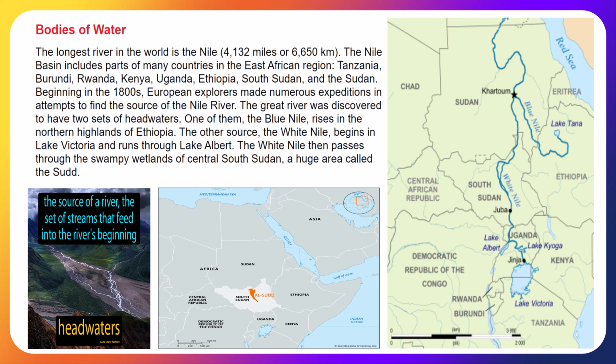Beginning in the 1800s, European explorers made numerous expeditions in attempts to find the source of the Nile River. The Great River was discovered to have two sets of headwaters. One of them, the Blue Nile, rises in the northern highlands of Ethiopia. The other source, the White Nile, begins in Lake Victoria and runs through Lake Albert. The White Nile then passes through the swampy wetlands of central South Sudan, a huge area called the Sud.